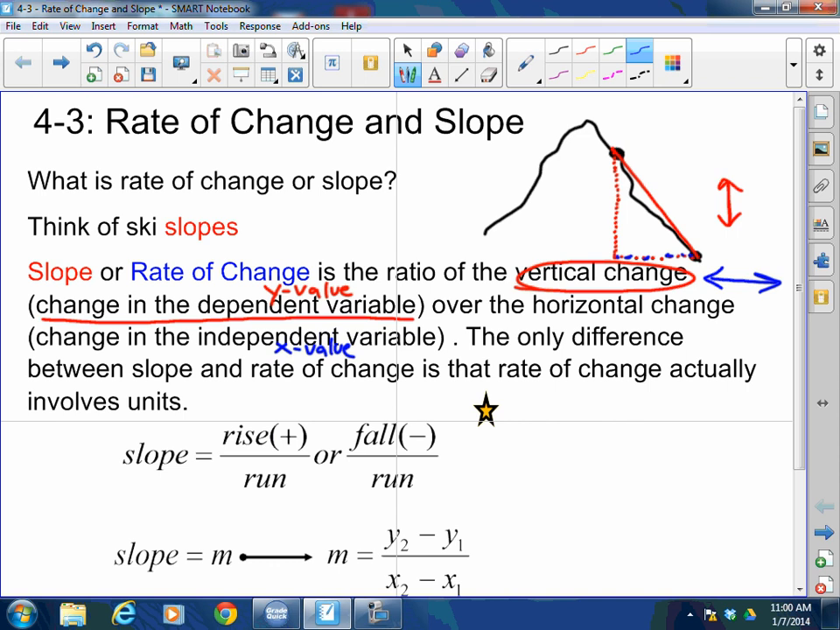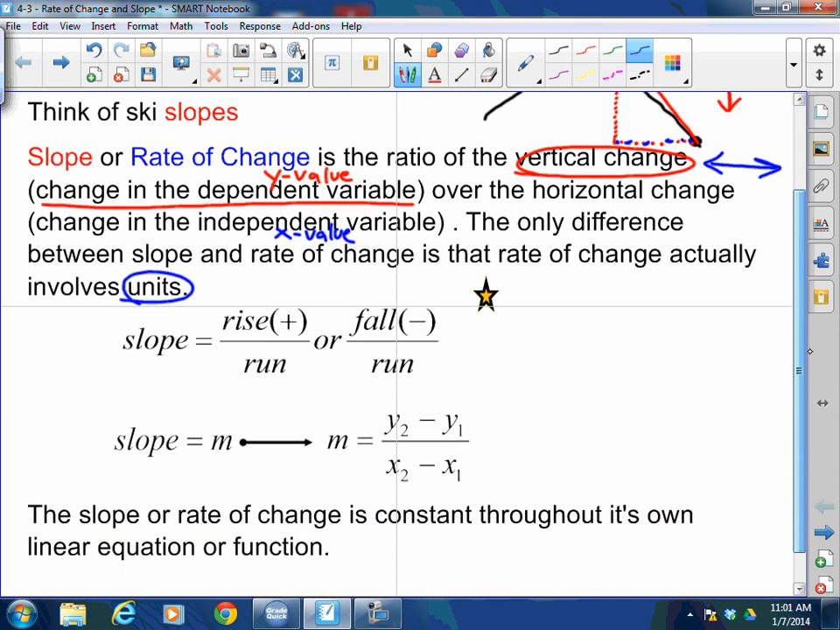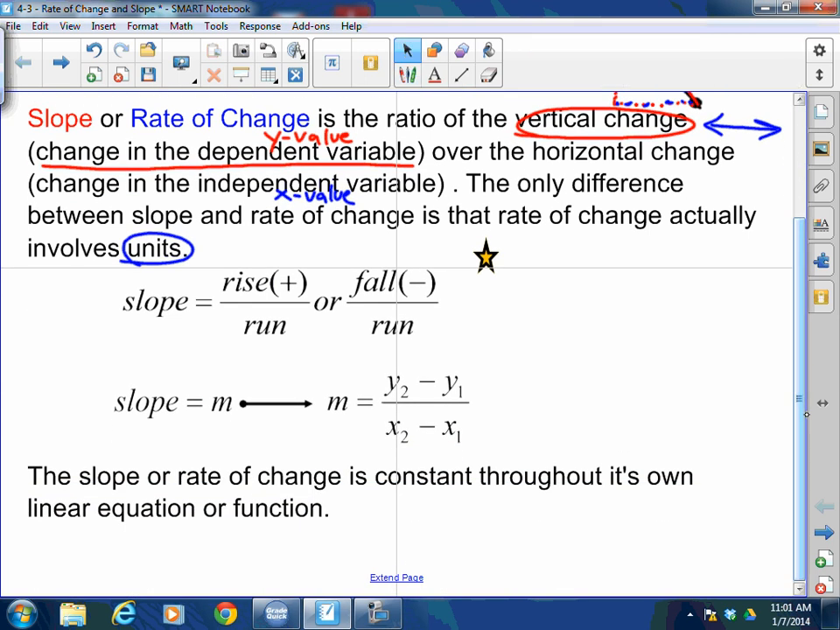The only difference between slope and rate of change is that rate of change actually involves units, like feet per second or miles per hour or whatever, days per month, or money earned over time. Rate of change is the same thing as slope except they have units. Now, how do you find this rate of change or this slope? Well, slope equals either a rise over run or a fall over run.